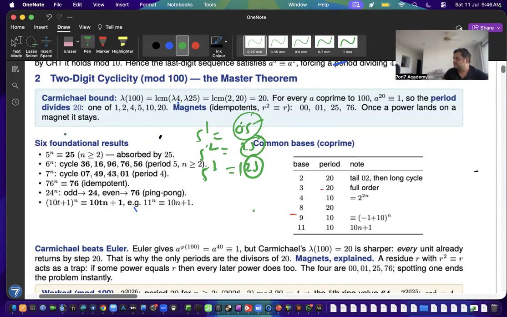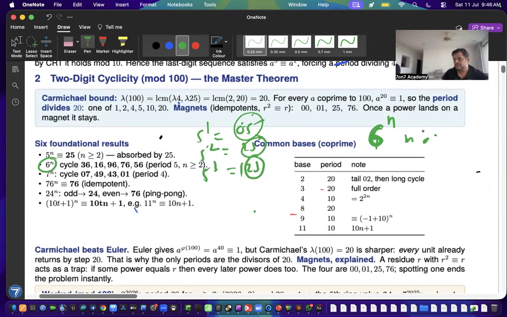If you have 7 raised to 6 raised to n, the cyclicity of this is 5. Taking mod 100, the cyclicity is 5. Can we prove that cyclicity using some theorem?